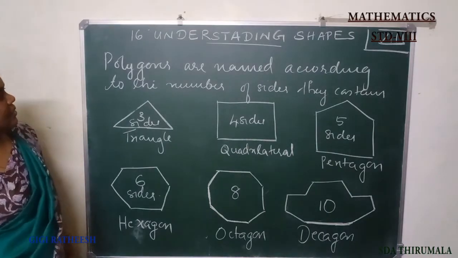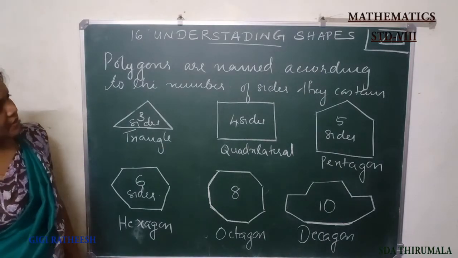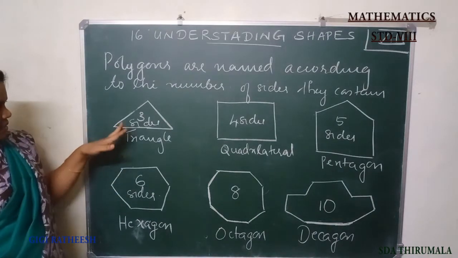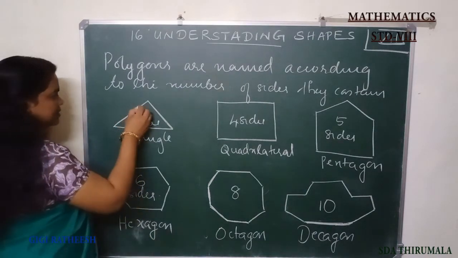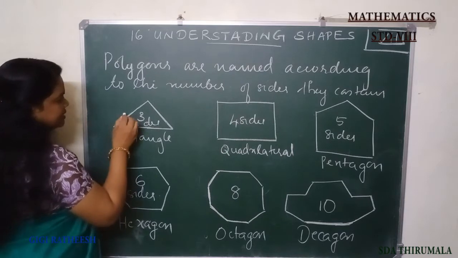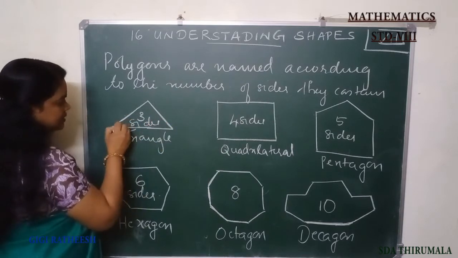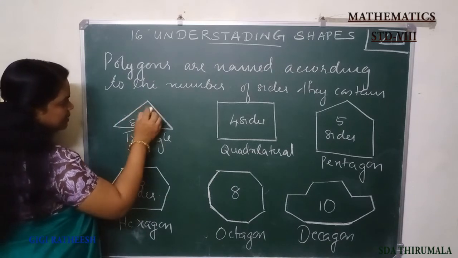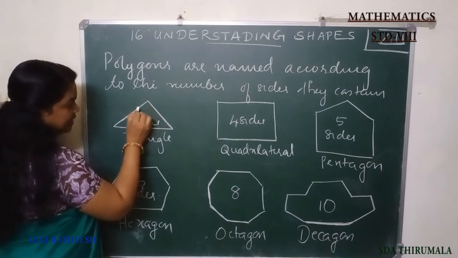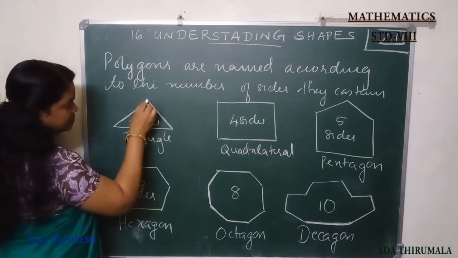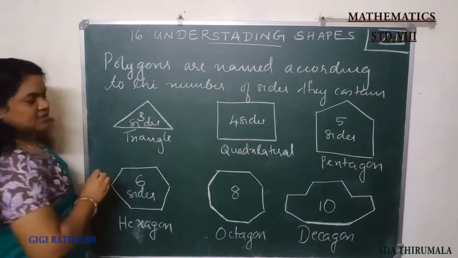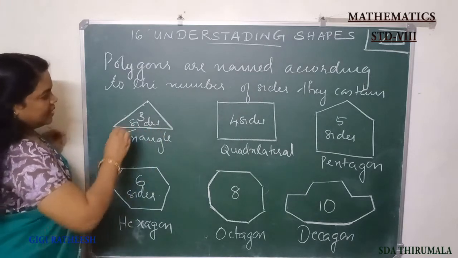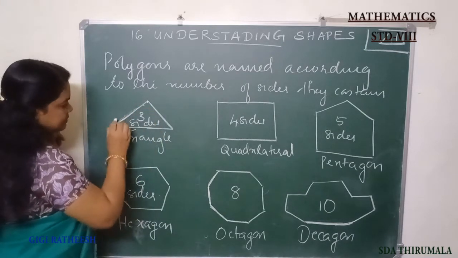Polygons are named according to the number of sides they contain. The names of the polygons are based on the sides they contain. Here there are three sides. These are called sides, the line segments joining the points. This point is called the vertex of that polygon. And here there are three vertices for a polygon, and this is called the line segment and side.